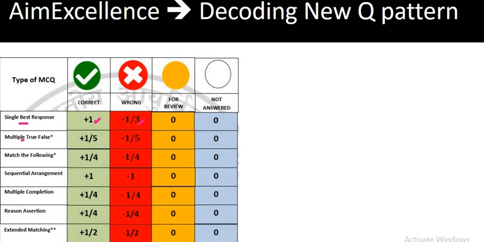The multiple true-false pattern: there will be a question. It will have the options like A, B, C, D, E. Few of them are going to be true, few of them are going to be false, and you have to mark them as true or false, precisely. If you mark them rightly for each and every option, you are going to get +1/5, and if you mark it wrong, you will get -1/5 for each and every one of the options.